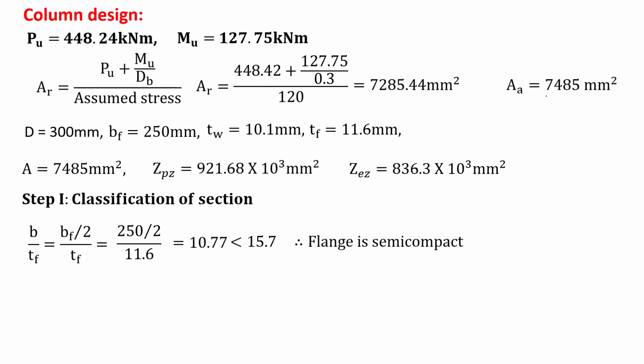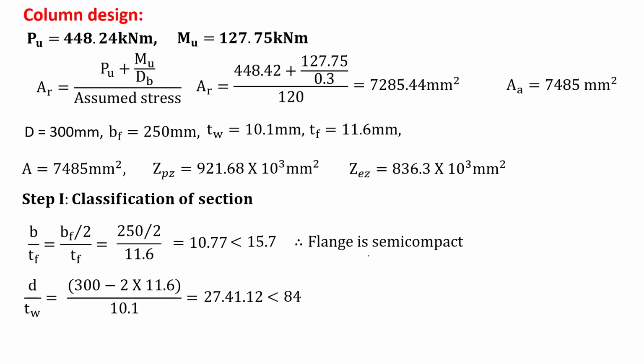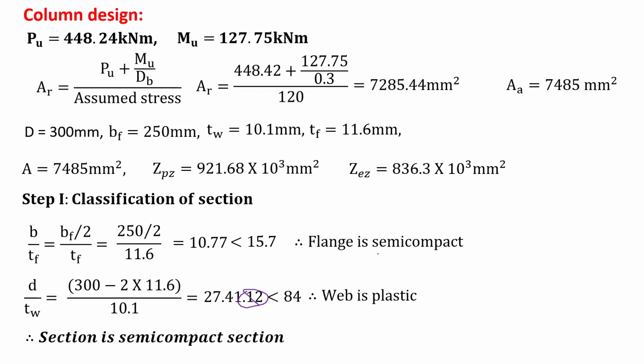And this value is less than 15.7. Now it is between, I think, 10.5 to 15.7. So it is semi-compact. And then we have the web, and the web is less than 41.84. So the web is plastic. So actually these values are not required over here. So we have web plastic, so we have to consider the lower part. So our flange is semi-compact. So the section is semi-compact, and in this case, beta B becomes ZE upon ZP.